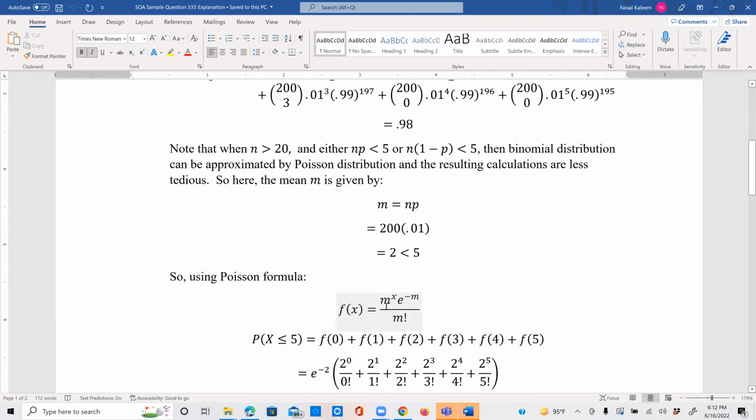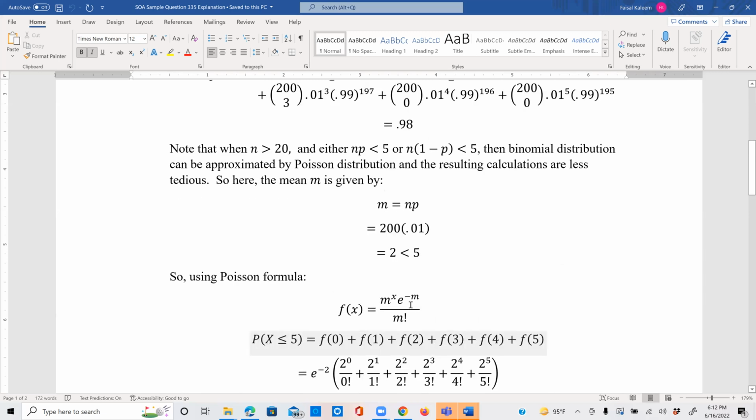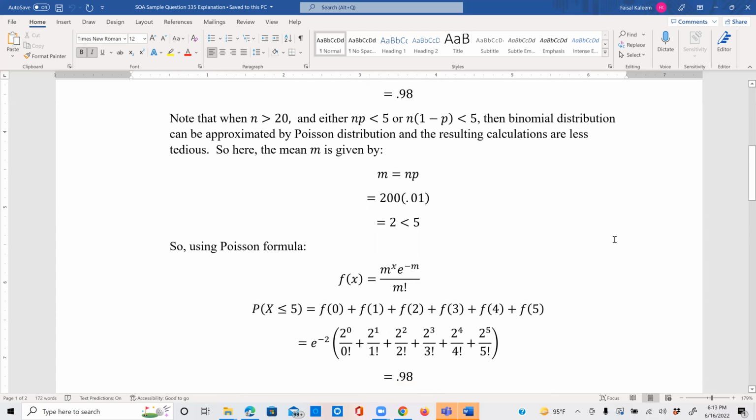We know the Poisson formula is m to the power x times e to the power negative m over x factorial. This time, e to the power negative m will always be e to the power negative 2 for all of the 5 terms. Then it's just 2 to the power 0 over 0 factorial plus 2 to the power 1 over 1 factorial and so on up to 2 to the power 5 over 5 factorial. This is a much easier calculation than the binomial one, as you can check for yourself. To 2 decimal places, this also gives 0.98. There's a slight difference in the 3rd decimal place, 0.984 versus 0.983.